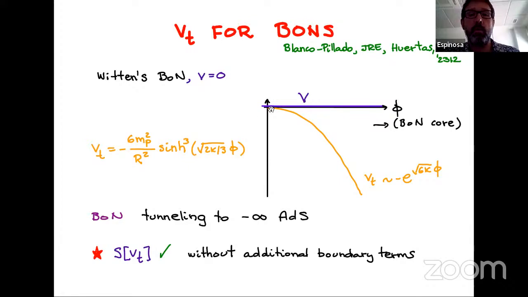Okay. So it goes like this, from phi equal to 0 all the way to minus infinity, and it goes exponentially fast there. So in this language, you can think of the bubbles of nothing as tunneling from some vacuum to minus infinity anti-de Sitter spacetime. A nice property of this tunneling potential approach is that if you plug this in the action that I showed you all the time, you will reproduce exactly the same result as Witten, and there is no need to add any boundary terms. So it's automatically giving the right result.